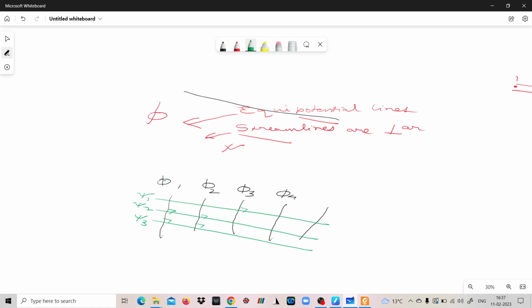Okay, now if we say that phi 1 is greater than phi 2 is greater than phi 3 and so on, then this is the flow direction, because it always takes place from higher potential to lower potential. Always remember that flow always takes place from higher energy to lower energy.